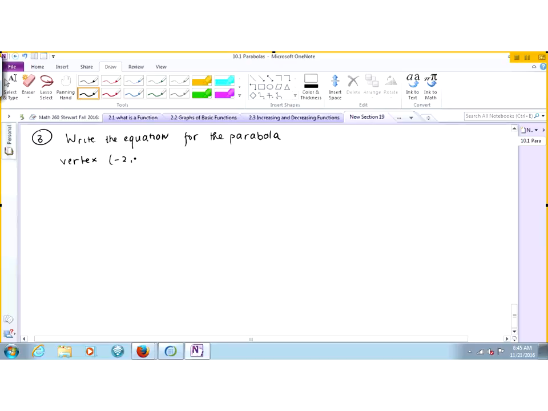Alright, so the vertex is -2, -1, and the focus is -2, -3. So we have to start with the sketch now, so we have an idea. We have a visual aid. We're going to start with the sketch. So -2, -1. Oh, let's do the tick marks first.